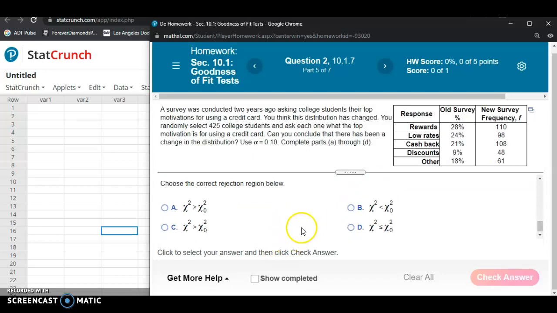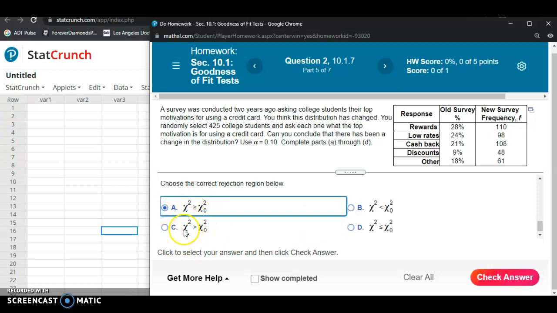Okay, so since the rejection region is in the right tail, it's clearly this answer here. If it's not this answer, then it would be this one. These other ones don't make sense because the symbols are pointing toward the left.